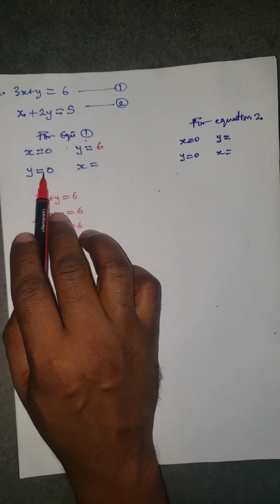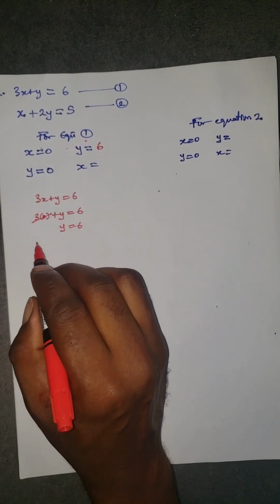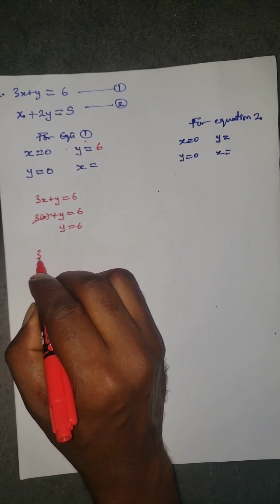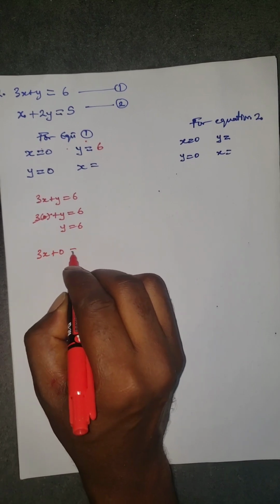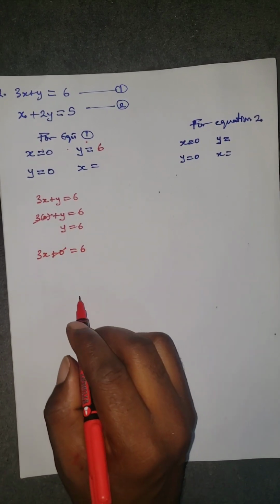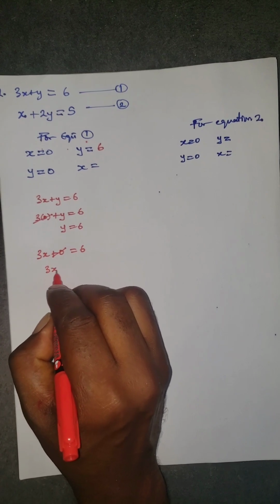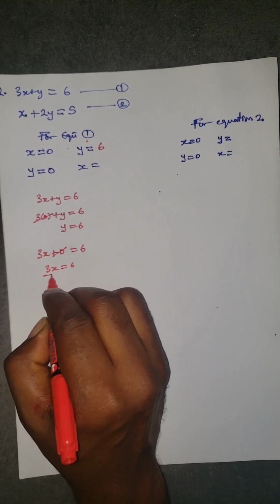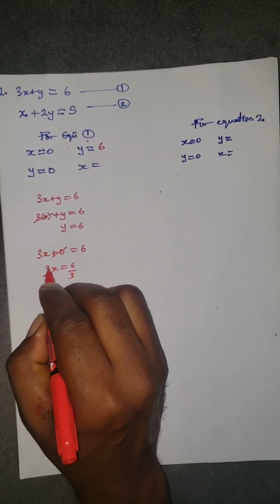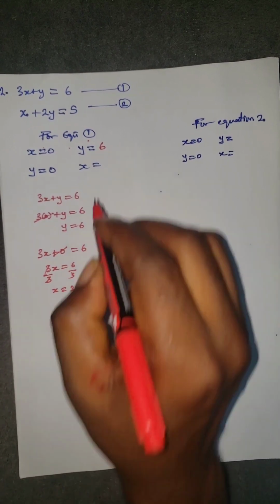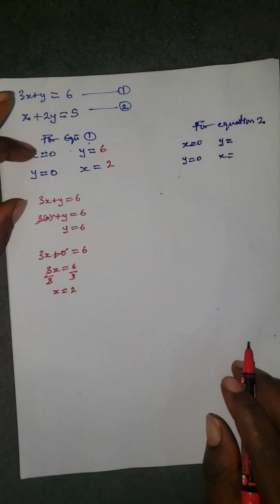Then when y equals 0, let's find the value of x. That will give us 3x plus 0 equals 6, so 3x equals 6. Divide both sides by 3. You have that x equals 2. So we have gotten this.